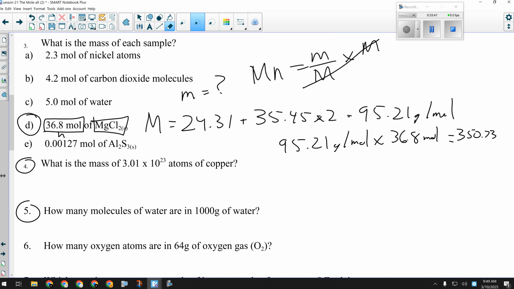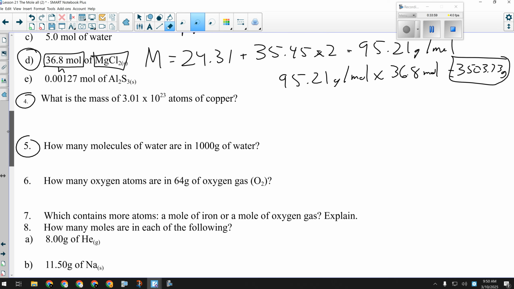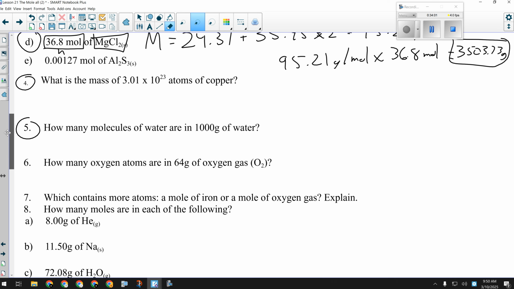What are my units? Oh, I wrote that wrong. 3,503.73. What are my units? Grams, right? Okay. Questions on that one? Okay, so keep going there, guys, on 4 and 5. And then I'd also like you to answer, doesn't require any math, answer and explain to me number 7. Again, requires no math.